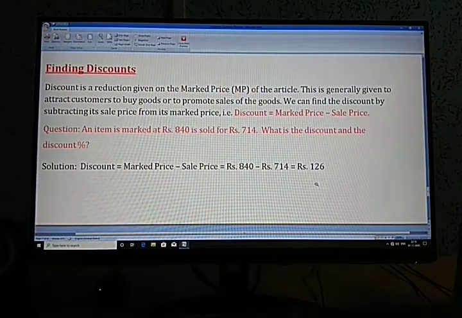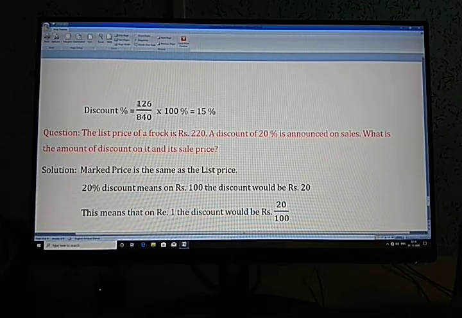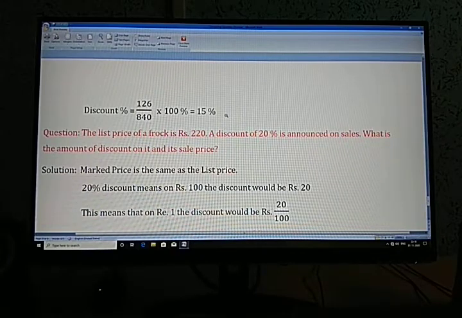So here also, whenever we find the discount percent, we will be finding the discount that we got divided by the marked price into 100%. So from here we got 15%. So 15% of discount was given on that item.